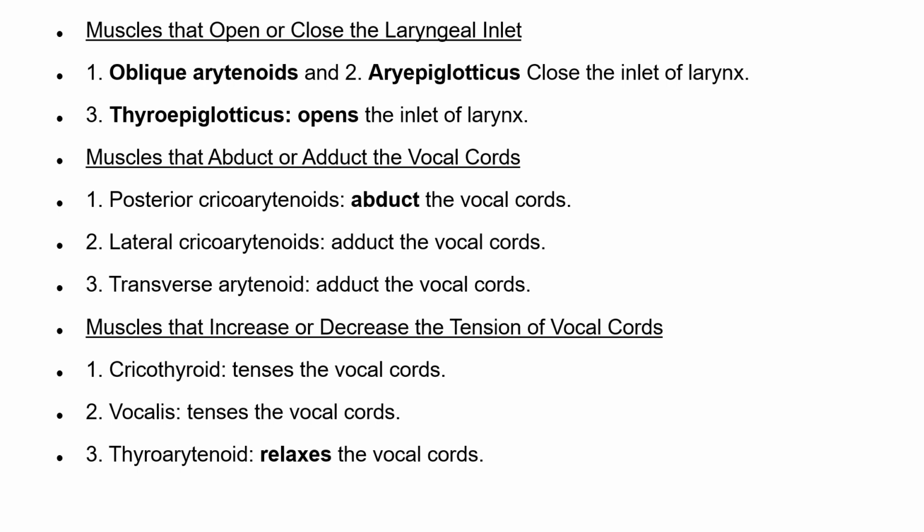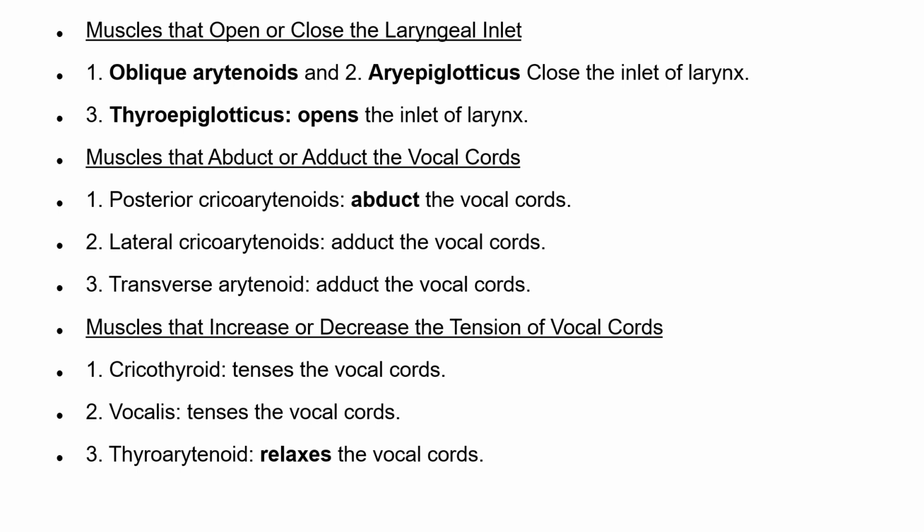In all, these are necessary for generation of voice, which is called phonation. Phonation we will study in the next part of the larynx lecture, but here we should study which muscle is responsible for which function. There are three muscles responsible for opening and closing of the laryngeal inlet: oblique arytenoids, ariepiglotticus, and thyroepiglotticus. Out of these three, only thyroepiglotticus is responsible for opening of the laryngeal inlet.